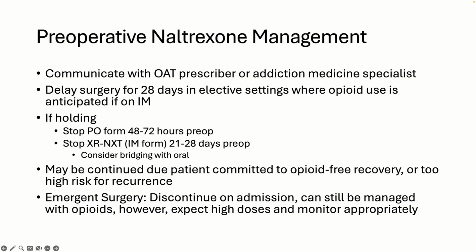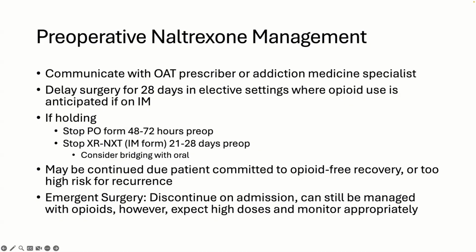If naltrexone is to be held, the time interval to ensure opioid receptors are completely unoccupied is likely 48 to 72 hours for the oral form, or 21 to 28 days for the injection form. Again, the time interval may be adjusted on a case-by-case basis according to the patient's risk and risk factors for relapse as well.